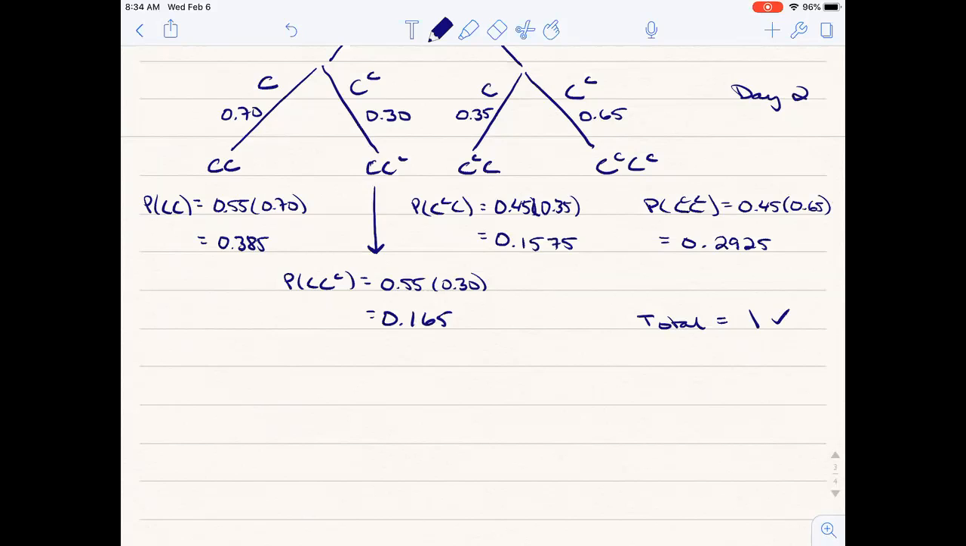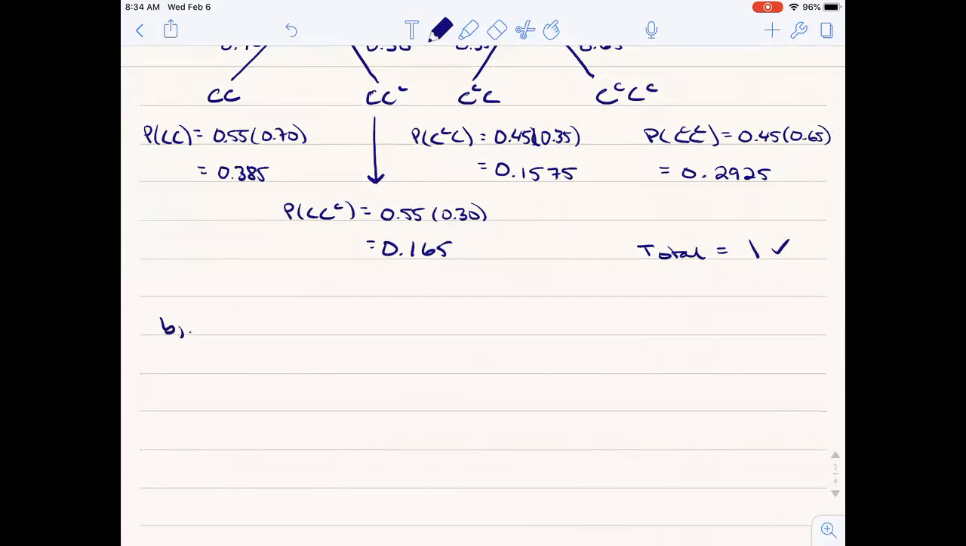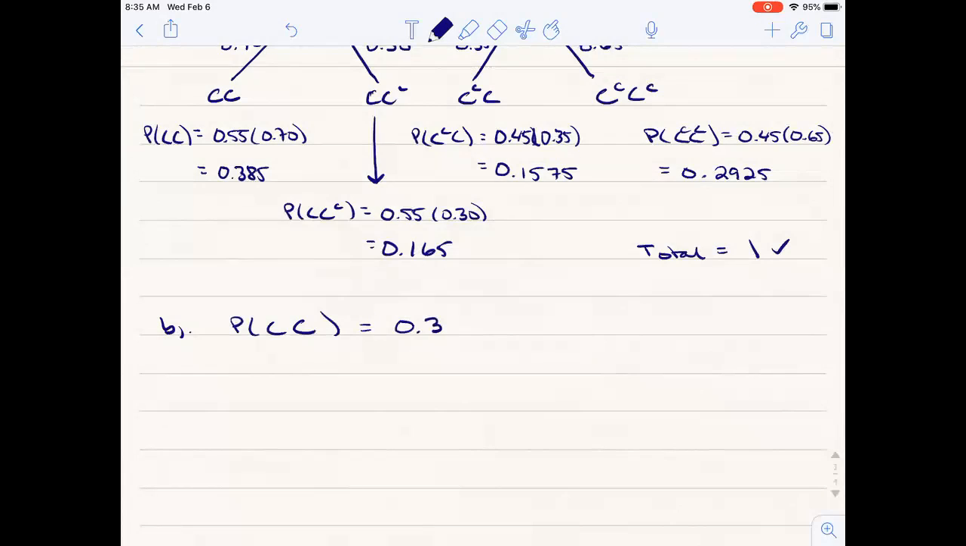Part B: what's the probability that you have a clear day on both days? Now we can just steal this information from the tree diagram that we built. And so the probability of a clear day on both days is the probability of C and C, which we decided was 0.385.